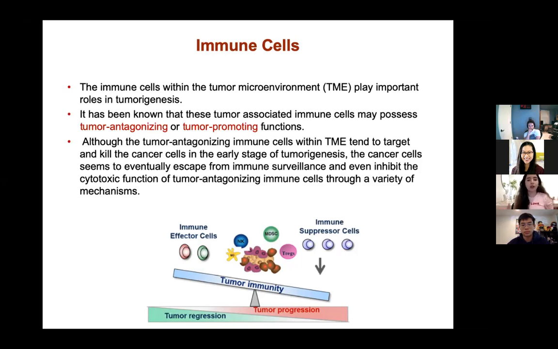But what the tumor does, as it goes on to progress, is tilt the balance, where most or almost all of the response that you're now getting from the immune system is mainly the suppressors, and you don't really have the effectors playing a role anymore.